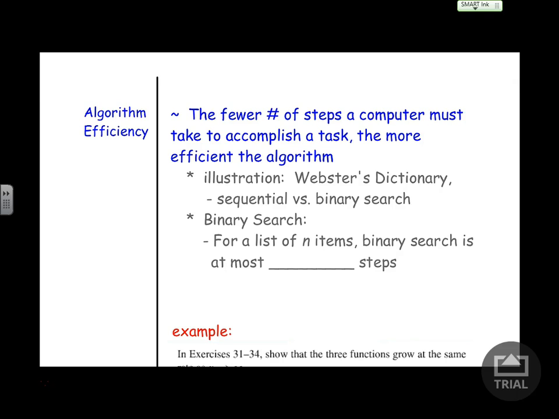Okay, algorithm efficiency. The fewer number of steps a computer must take to accomplish a task, the more efficient the algorithm. Why does this make sense? And why could it be important? I want things done now. You want things done now, and you want your computer to work as little as possible so that it can accomplish the tasks more quickly and be able to multitask better.